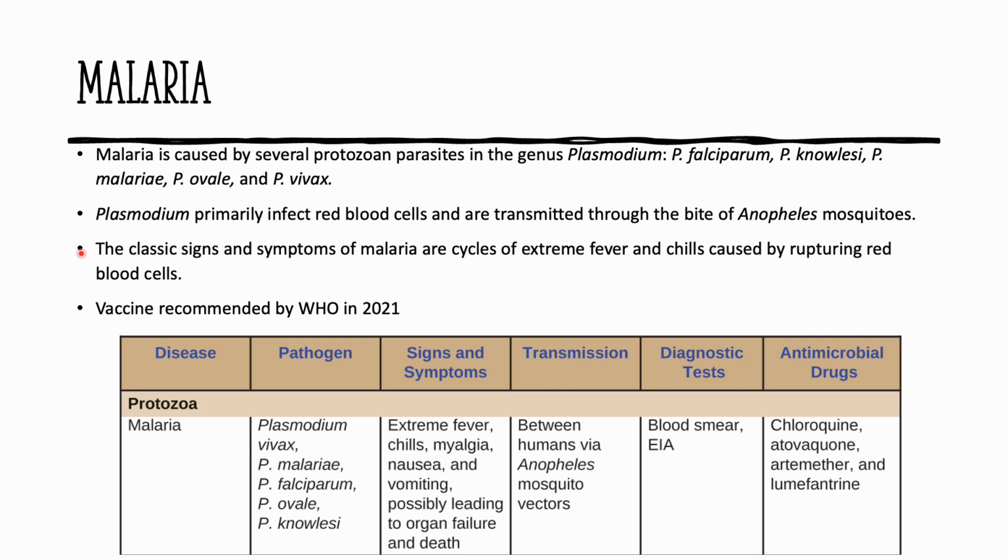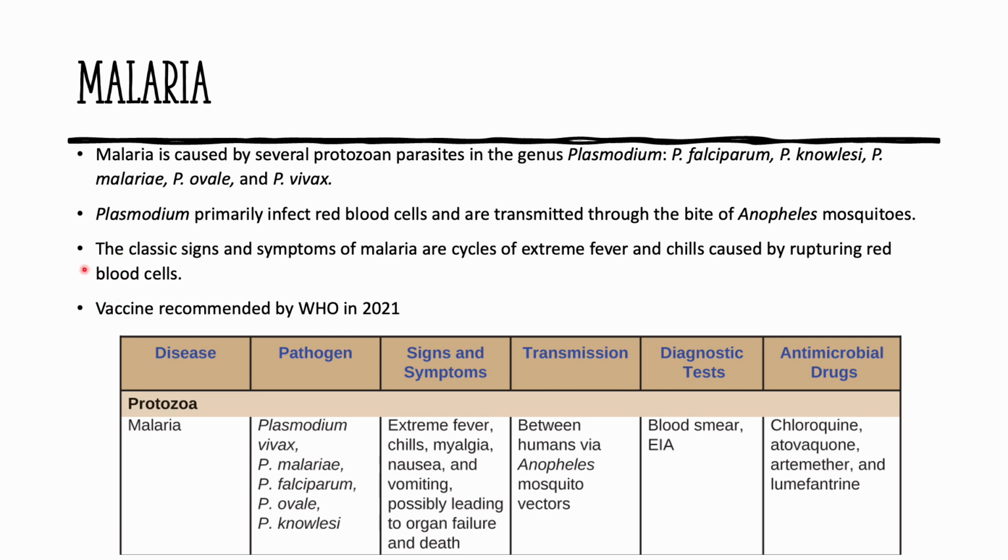So the classic signs and symptoms of malaria are going to really mimic the fever and chills of flu-like symptoms and signs. And this is a result of the bursting of those red blood cells, and it comes in cycles. So as that parasite infects more red blood cells and replicates and bursts, that happens over a series of days, and each time those red blood cells burst, you get those fever, chills, and flu-like symptoms.